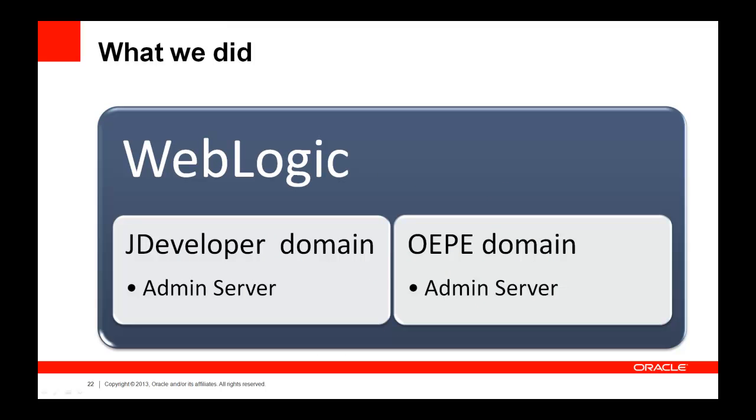With what we know now, we can better understand what we did today. First, we installed binaries for WebLogic Server and the ADF runtime. Then, we created two domains, one for JDeveloper and one for OEPE. In each domain, the admin server was created automatically. We then started each of the servers to ensure that everything was running and configured correctly.